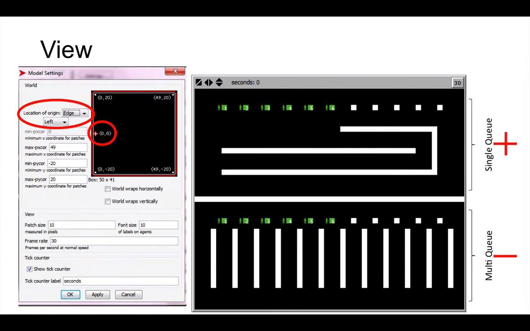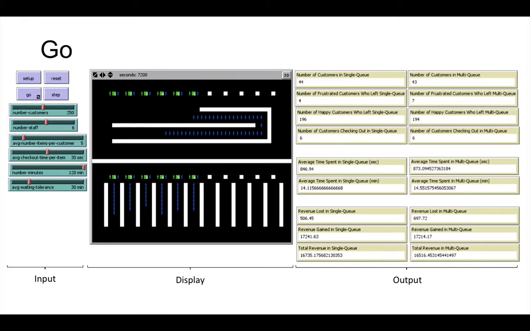This allows all of the single queue to be in the positive territory and the multi-queue to be in the negative territory. This makes it easier to track which customers are part of which queue. Any customer with a positive y-coordinate is in the single queue, and with a negative y-coordinate is in the multi-queue. When the Go button is pressed, the customers enter and exit the queues and provide helpful output for analysis. We will now go into more detail about the output of the simulation.